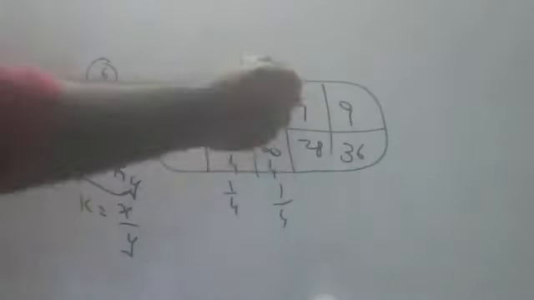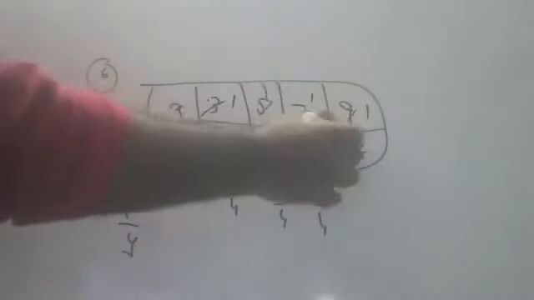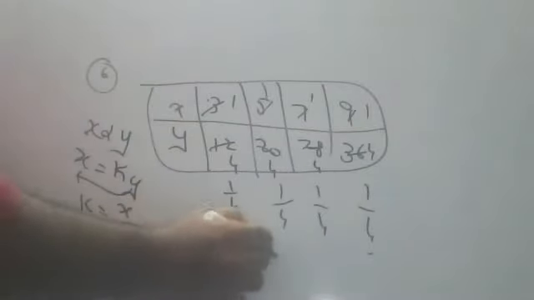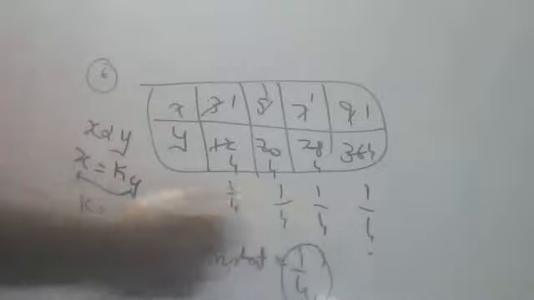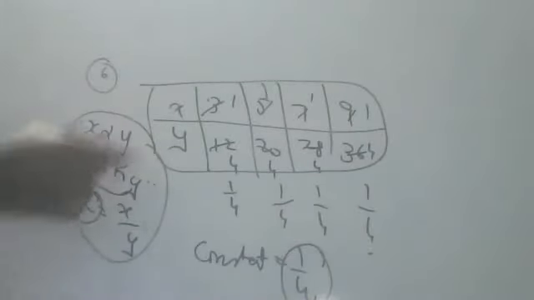Here also we check. 7 ones are 7, 7 fours are 28, 1 by 4. Again you got it, children. 9 ones are 9, 9 fours are 36. Everywhere the constant is the same, 1 by 4. That is the constant. How did you get the constant? See, this is the constant. k means constant, x by y.